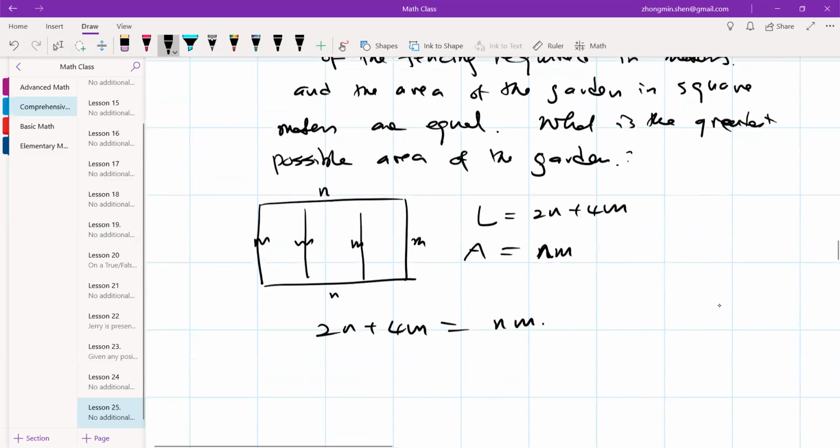Find the largest possible value of the product, which is area. The solution is not unique, but you should have some solutions.